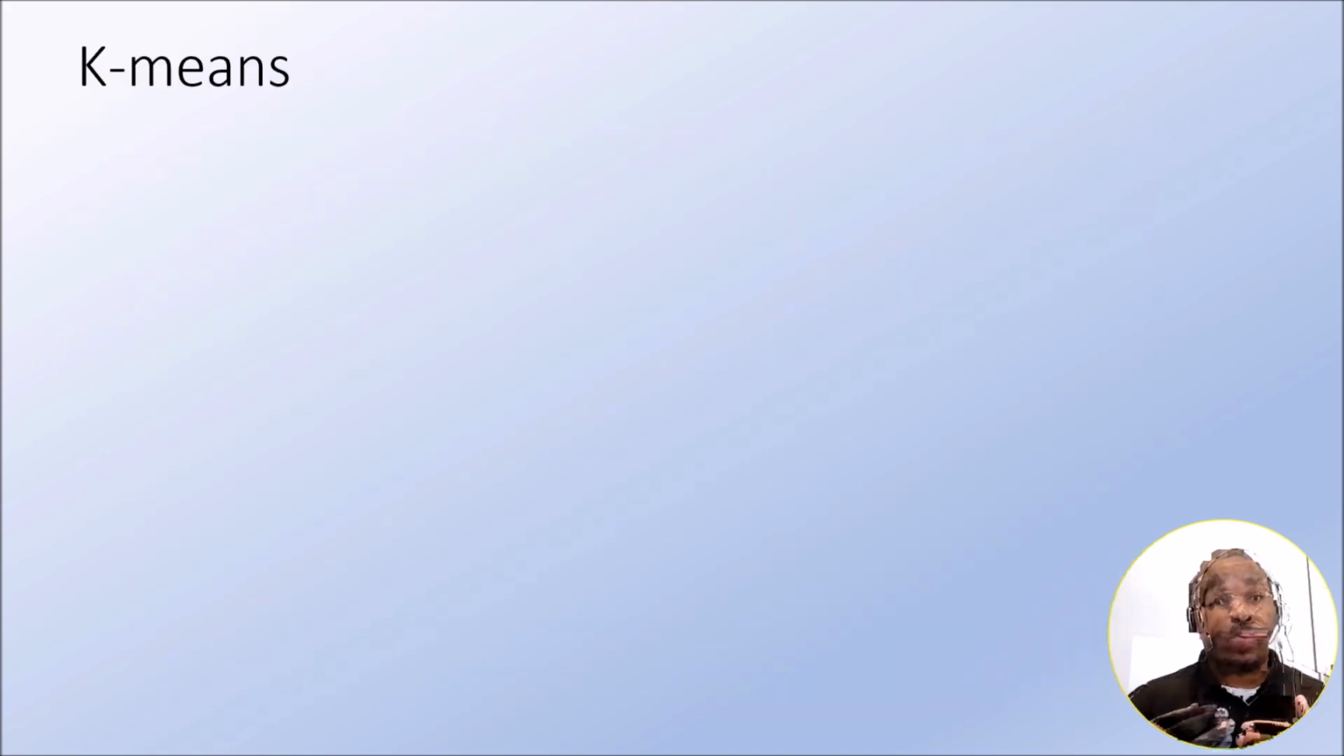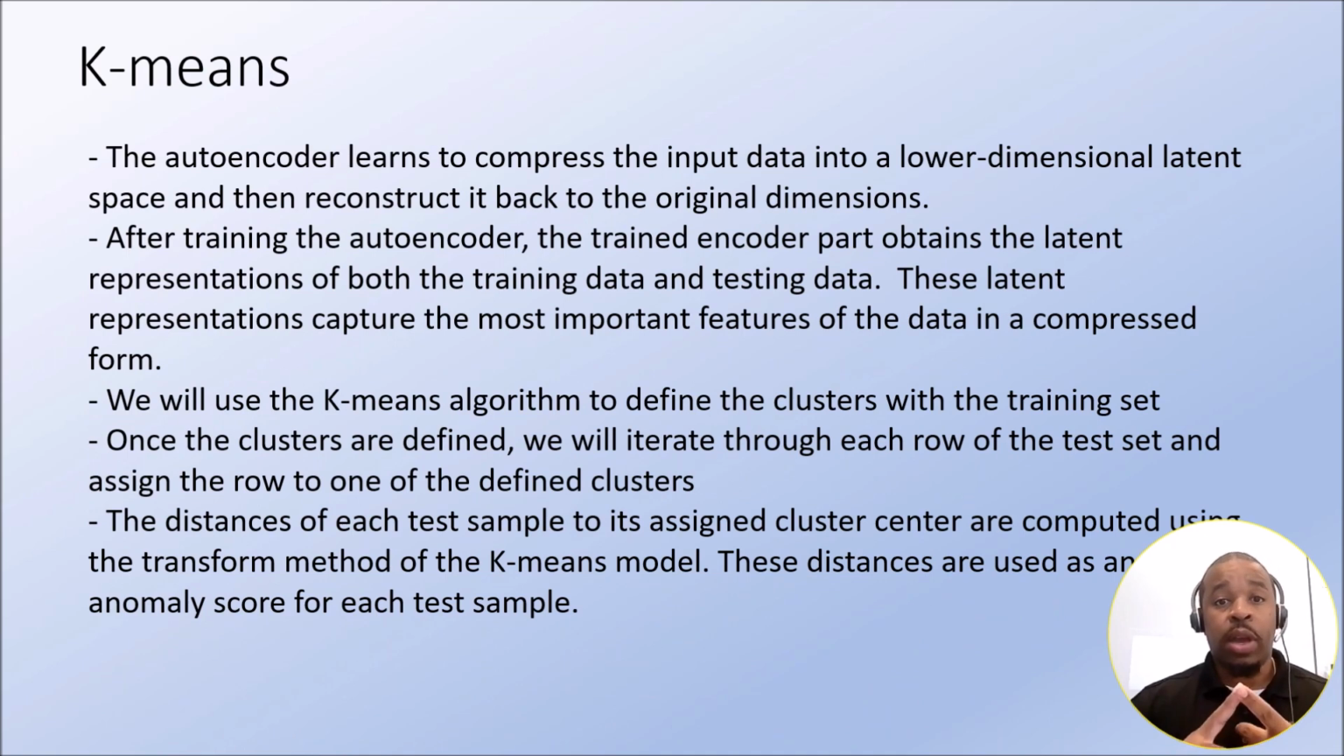Going to get into the K-means implementation. So we have two data sets. We have a training data set, which has no errors, it's normal data. Then we have our testing data set, which has an error in it, either a point or a contextual. We feed our training data set to the autoencoder so it can train on that data to understand and learn what is normal behavior.